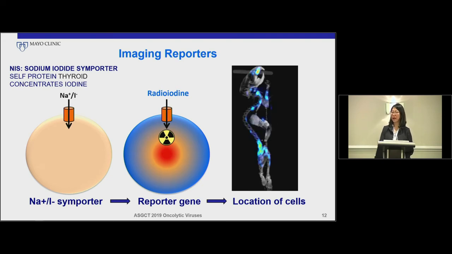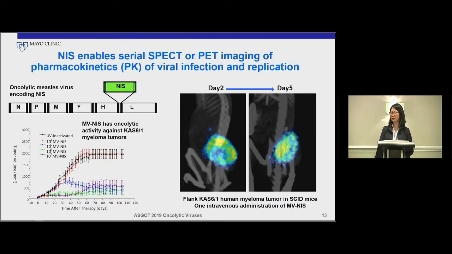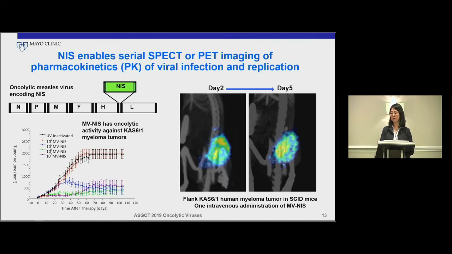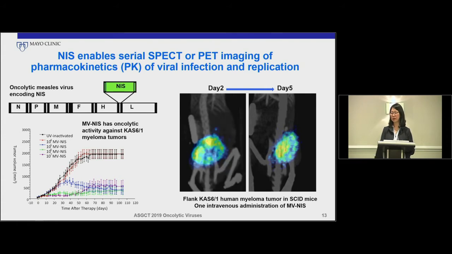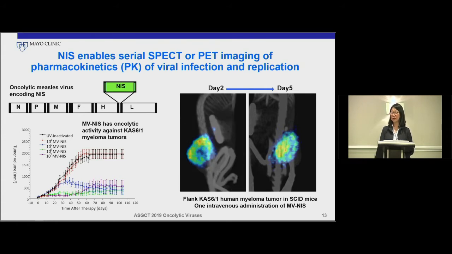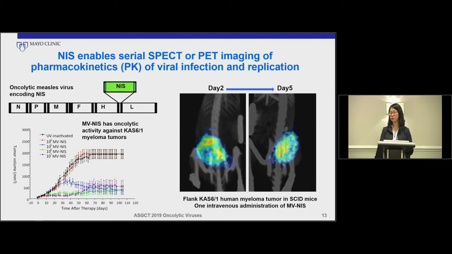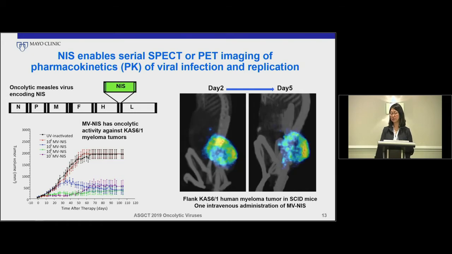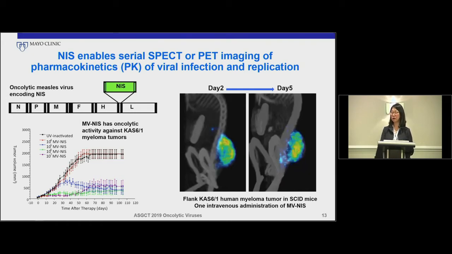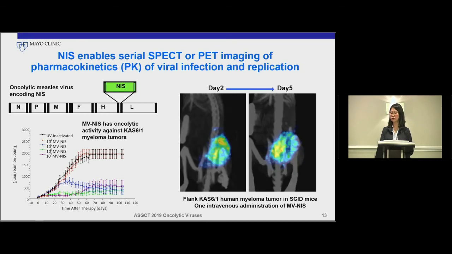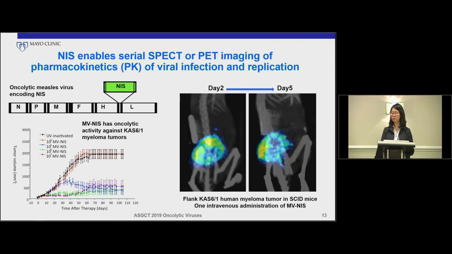So what we have done over the years, using measles virus as an example, is put the NIS reporter gene into the genome of oncolytic measles virus, made by David Dingley at Mayo Clinic. He was able to rescue the virus, and when we tested it in the pharm-tox testing, we showed that there is a dose-dependent anti-tumor activity in a CAS human myeloma model, and the picture on the right with the spinning images shows you, in the same animal, a flank tumor.